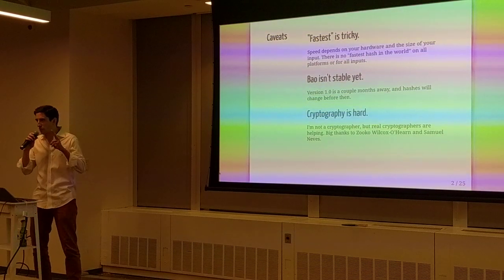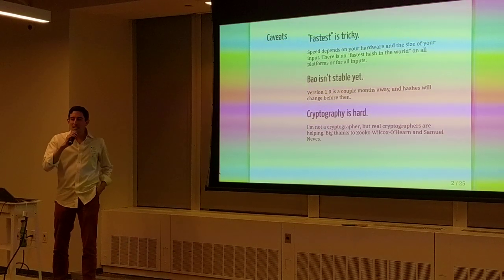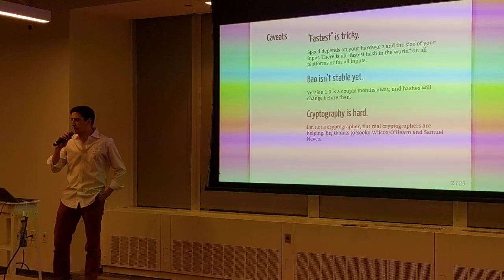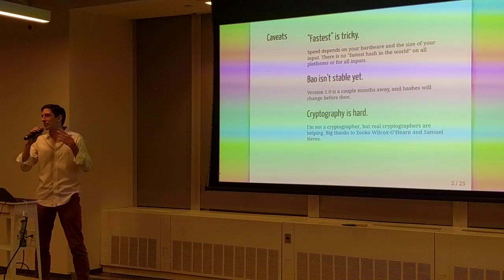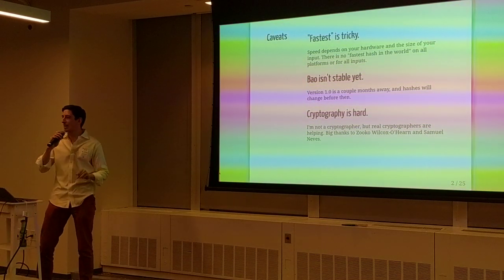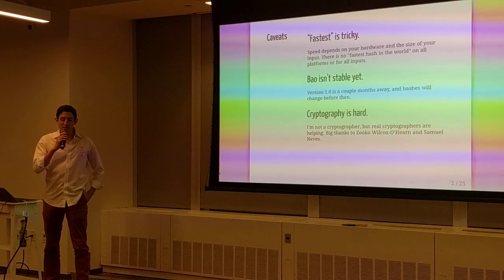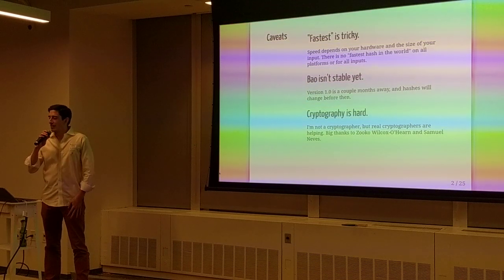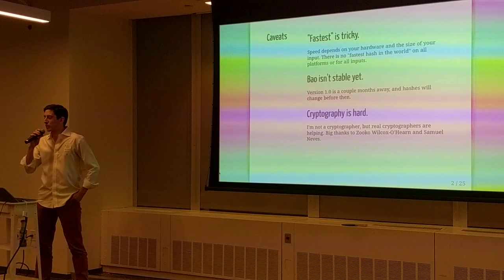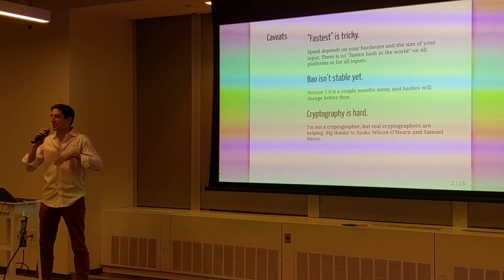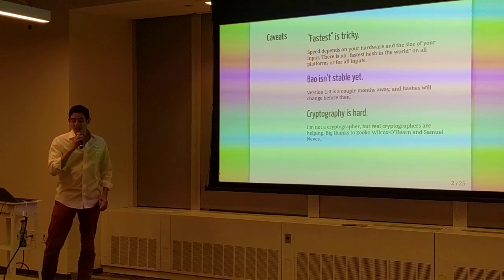So, scare quotes. Bao is not stable. If you use Bao today and then hash the same file in two months, you'll get a different answer because some of the parameters are going to change. So if anybody is running a project that needs a fast hash function, give me like a month. And cryptography is hard. Designing crypto algorithms and implementations runs into all sorts of tricky problems, and you really need professionals to help you sort them out. So whenever we design code that's actually to be used in production for cryptographic purposes, we pull in the professionals. And that's what's happening here, too.